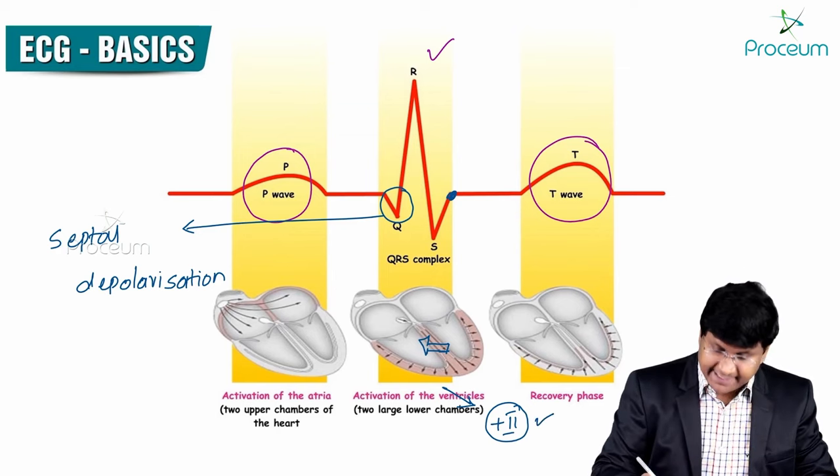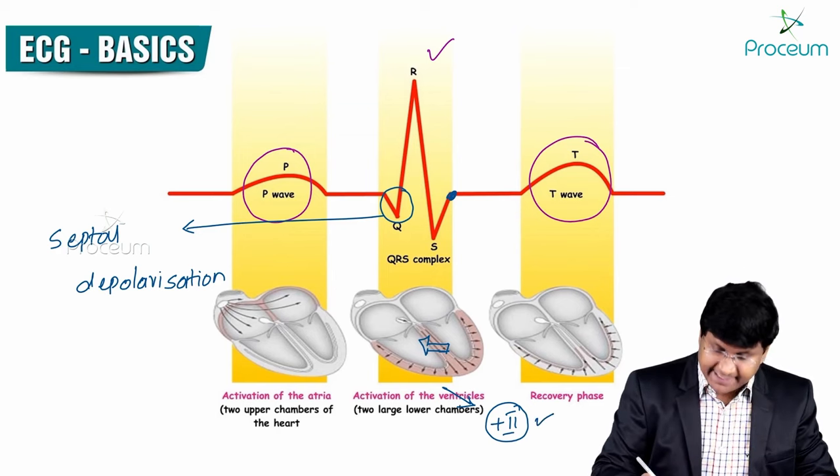That means what? For example, if the individual had inferior wall MI, then where will you have the changes? You will have the changes in lead 2, lead 3 and AVF. For example, if the individual had lateral wall MI, where will you have the changes? In lead 1, AVL, V5 and V6. For example, if the individual had anterior wall MI, where will you have the changes?